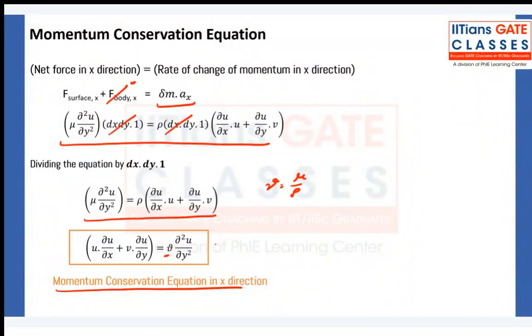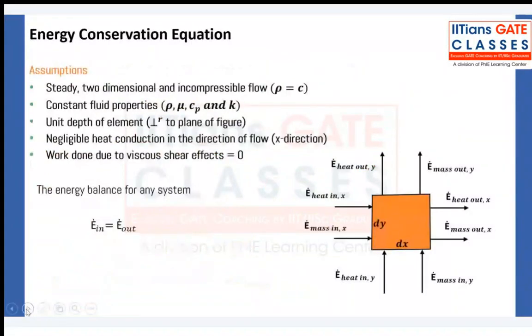First was the continuity equation, this is the second equation, and third is energy. Now we are going to do an energy balance. Steady two-dimensional incompressible flow, that means rho is equal to constant. We are assuming constant fluid properties. Unit depth, that means depth is 1.